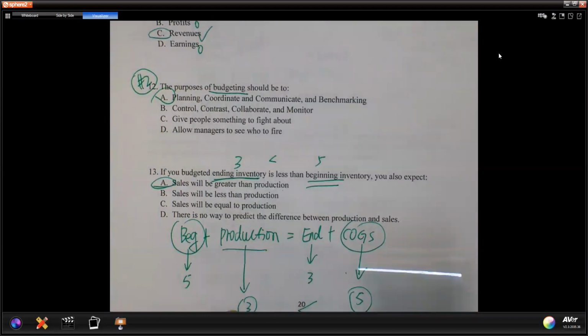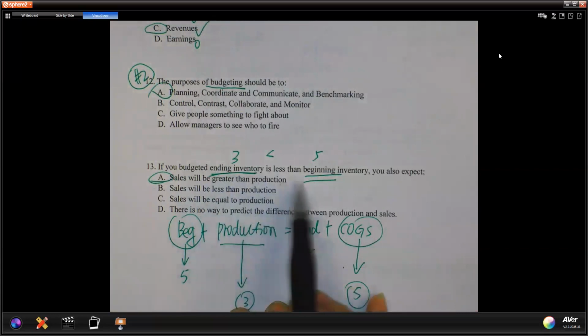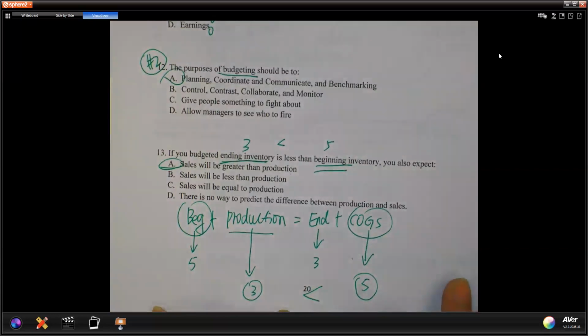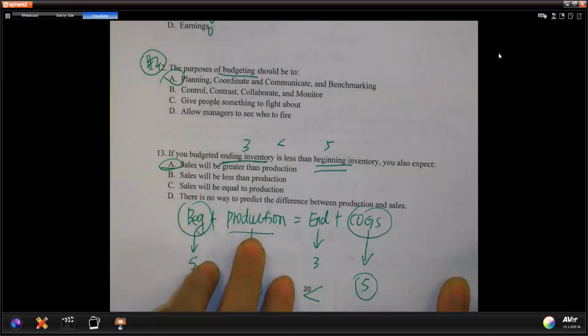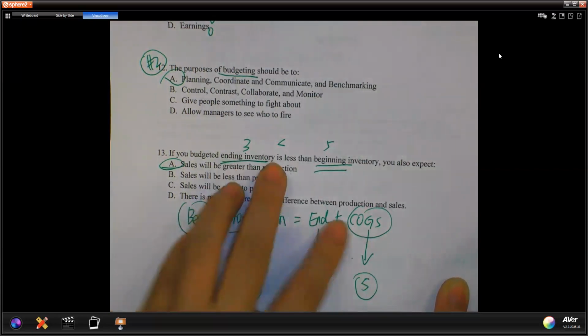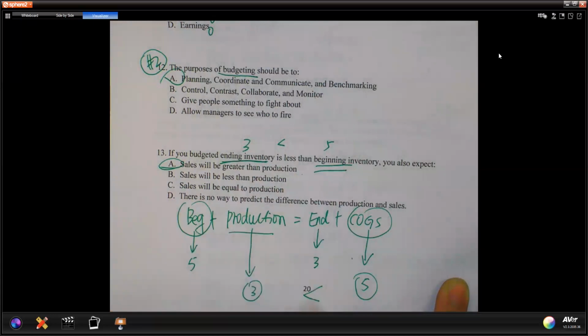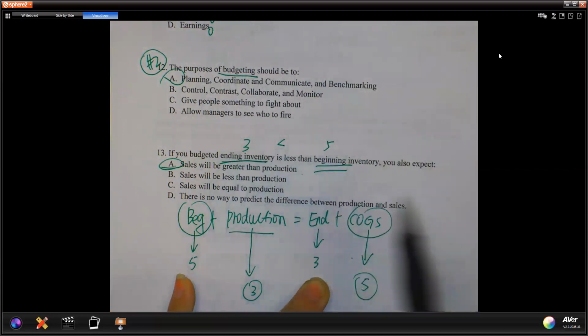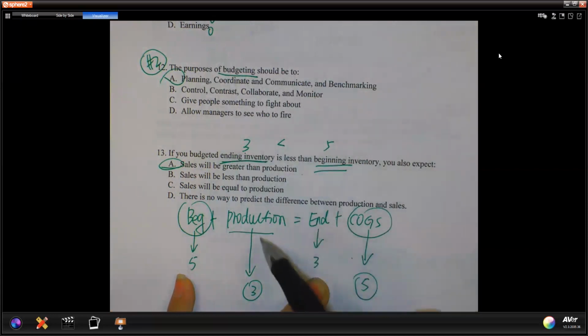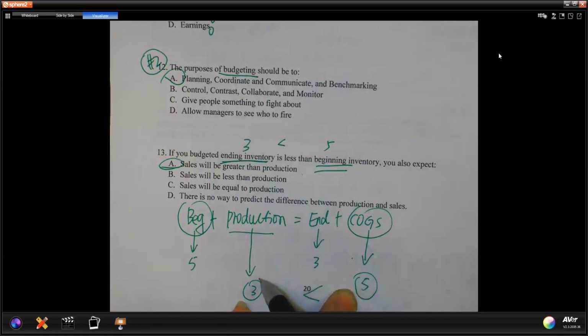And then the next one said if your budgeted ending inventory is less than beginning inventory, what will happen? Always know the relation of those things. Your beginning plus your production or purchase equals your ending plus your sales. It tells you your ending is less than beginning. I'll just make up a number. Ending is 3, beginning is 5. So ending is 3, less than 5. And then to make this equation hold, I'll just put 3 as production and 5 as sales. So your production or purchase will be less than the sales. Sales will be more than production.